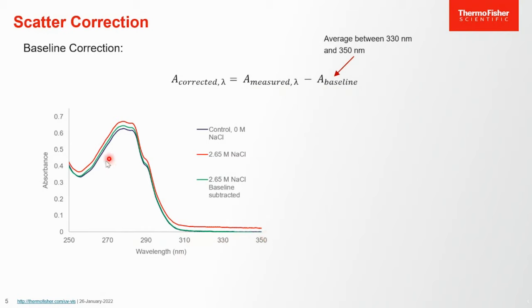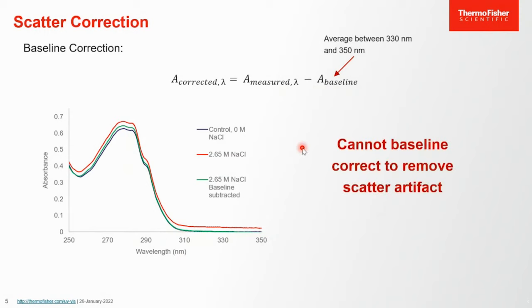However, in the region where we absorb, between 270 and 290, for example here, it appears that this green curve, the baseline subtracted curve, is higher in absorption than our control. This is counterintuitive, as the control should contain more free proteins than the aggregated sample should. So we know that this method is not appropriate for correcting for scatter.